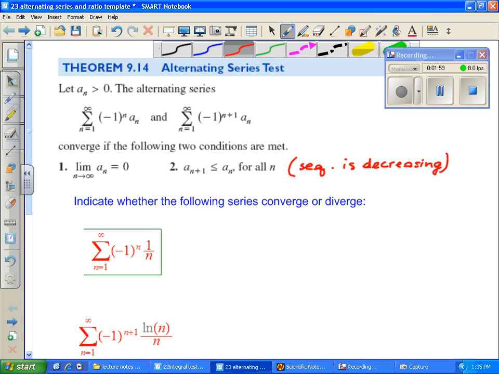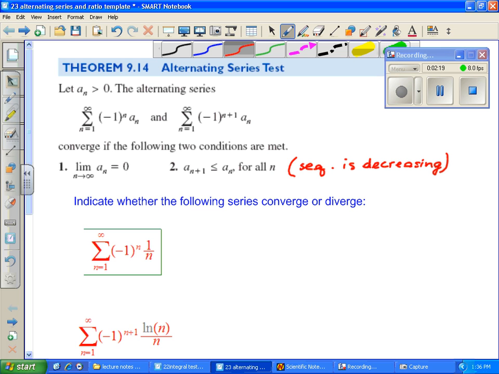So let's take a look at the first example. Summation of -1 to the n times 1 over n. First of all, is that an alternating series? How do we know it? The trademark is -1 to the n, right? That tells us it's going to be alternating.